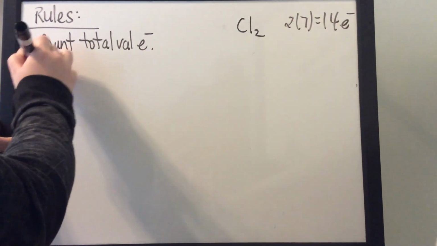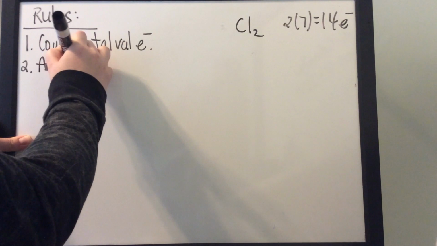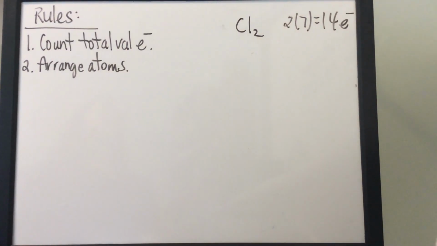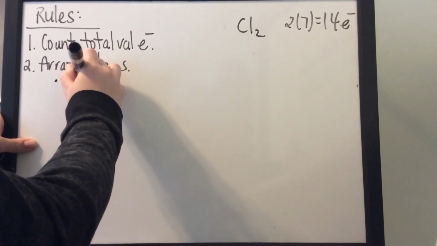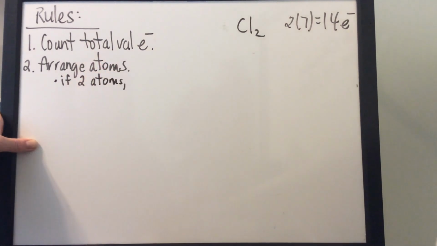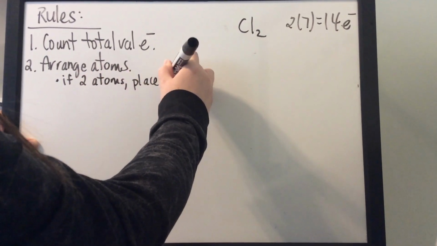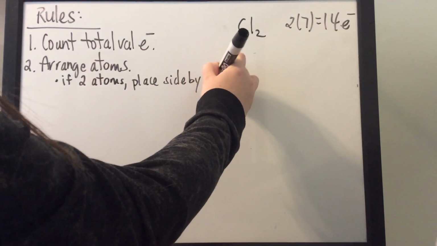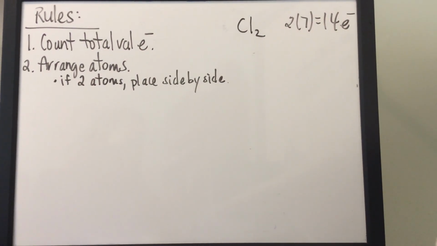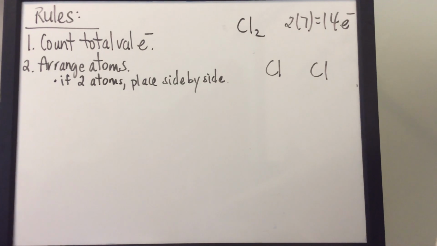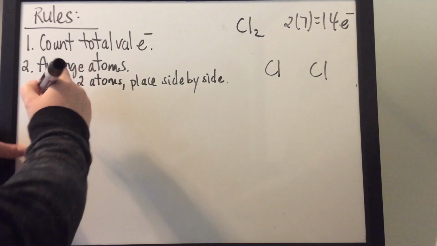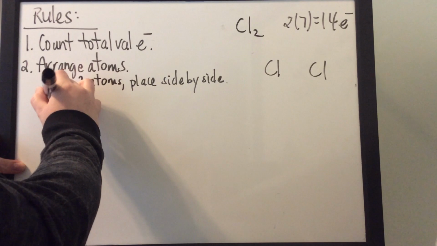My second rule is to arrange my atoms. This one has some sub rules, so to speak, so we'll do little bullet points. If there's only 2 atoms, we place them side by side. That is the case here. There's only 2 chlorines, so when I go to arrange my atoms, there's really no other way for me to arrange them other than putting one chlorine next to the other. But there are some other possibilities that we need to discuss. The second one is if there's a carbon.